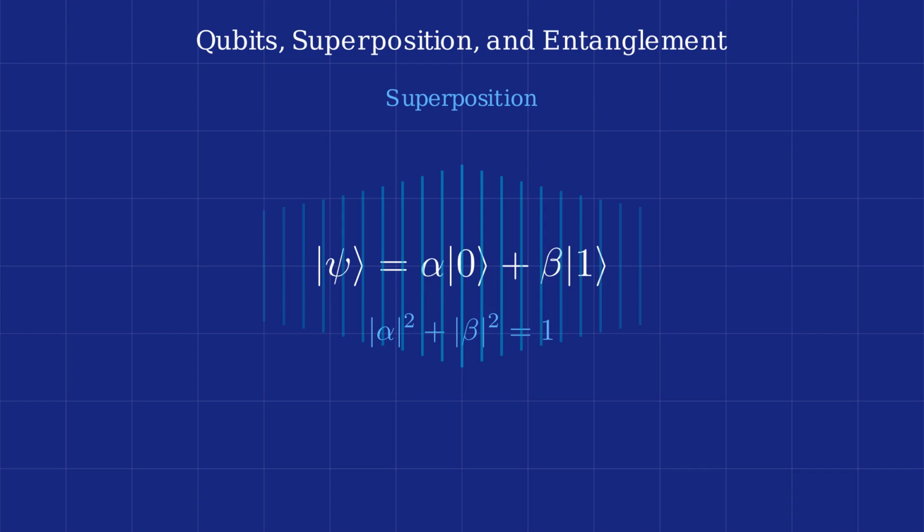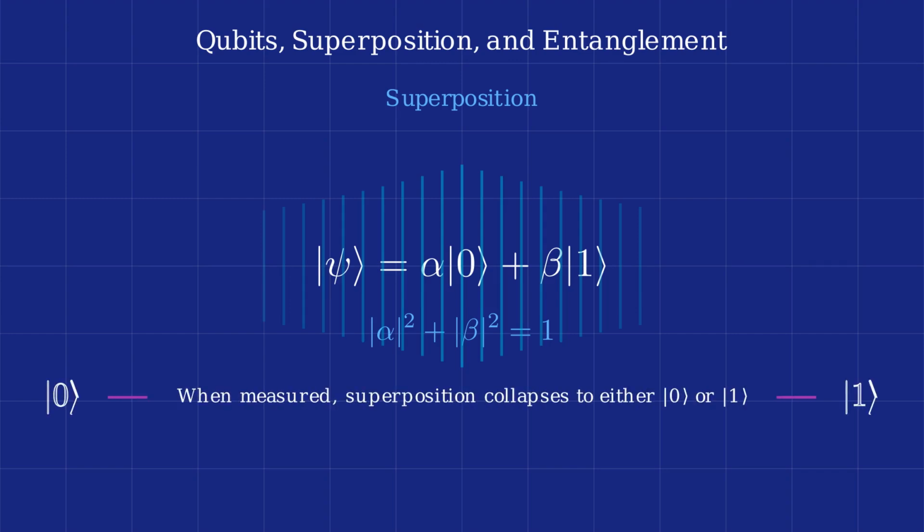Mathematically, we represent a qubit as alpha times 0 plus beta times 1, where alpha and beta are complex probability amplitudes. When we measure a qubit, its superposition collapses to either 0 or 1, with probabilities determined by alpha and beta.